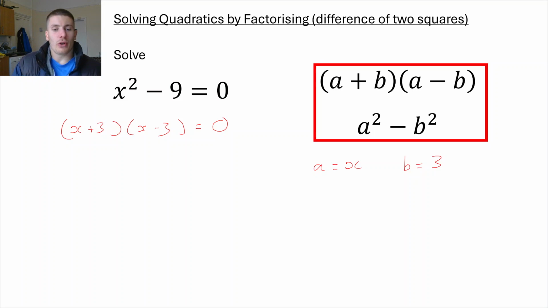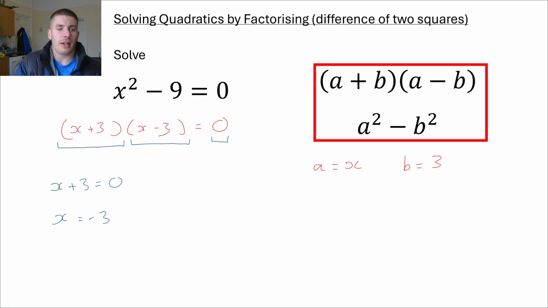Okay, so good. We've now got two equations that we need to go and solve. We've got x plus 3 being equal to 0, and then we've got x take away 3 being equal to 0. So you're just trying to find the x values that make this quadratic equal to 0. So the first one is when x plus 3 is equal to 0. And then what number plus 3 is 0? Must be minus 3. So one of your values is going to be x equals negative 3.